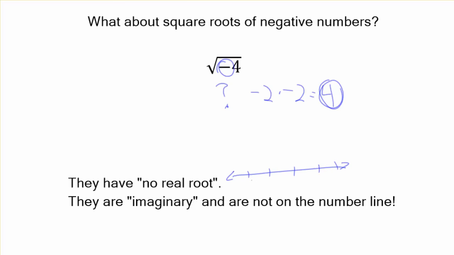Real numbers have to be on the number line, and there's no number on the number line that is the square root of a negative number. It's imaginary. That's going to be an imaginary number every time. No real root there. So let's go back and see how to do these.